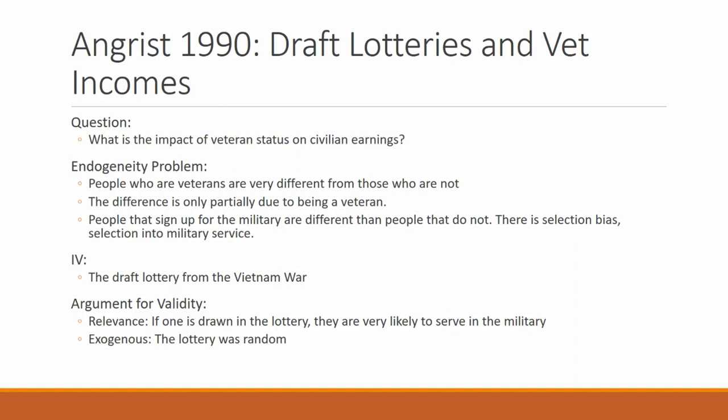And what happened during the Vietnam War is that the United States had a draft. A draft is basically a random mechanism of selecting young men to serve in the military. So what the United States government did is it would randomly pick young men and then force them, basically, to serve in the military. This was called the draft.